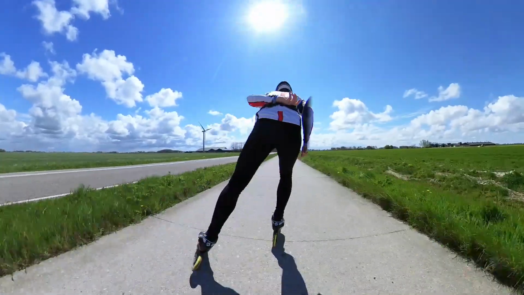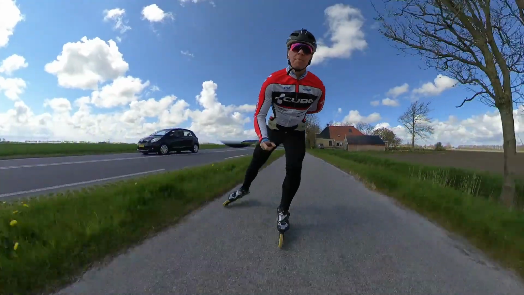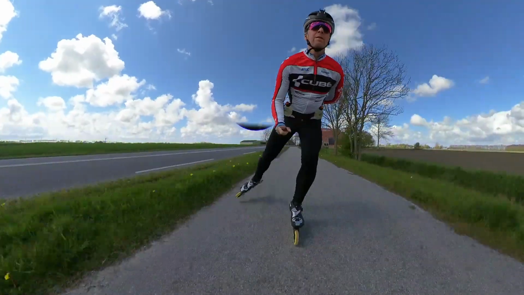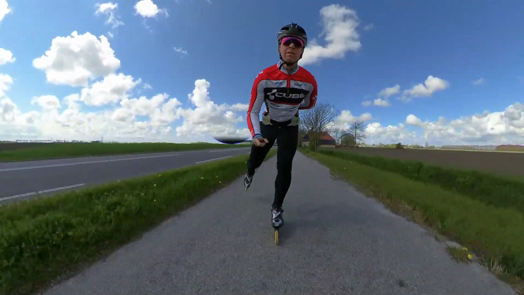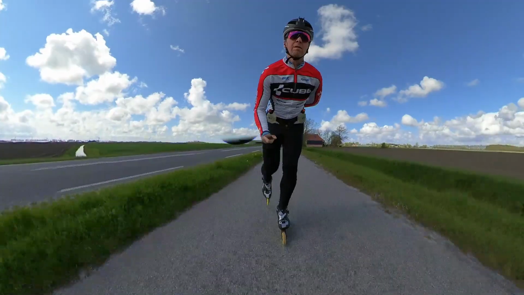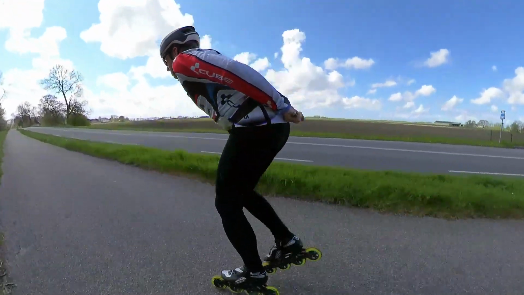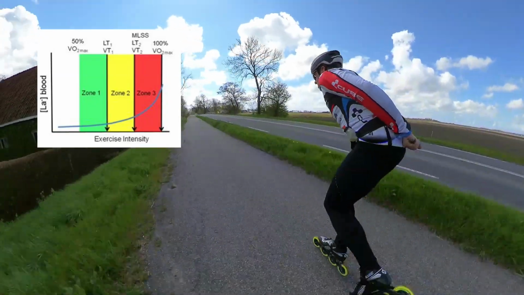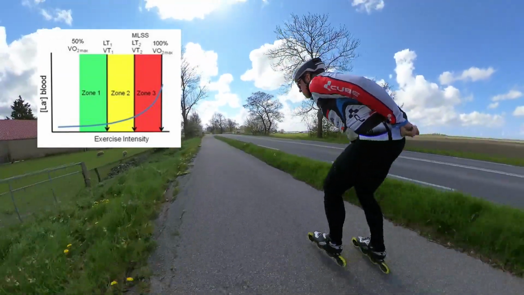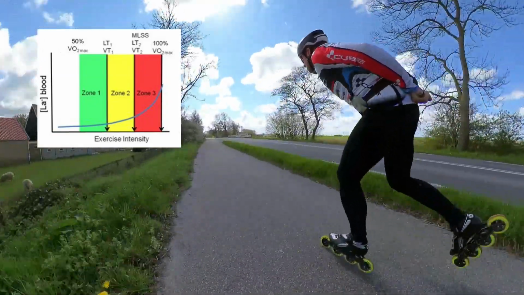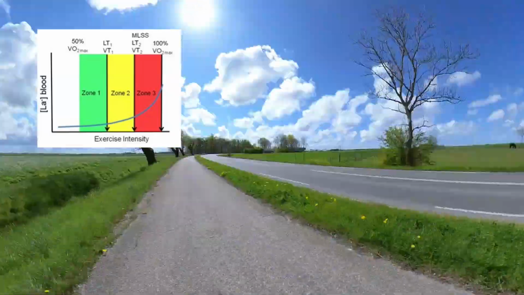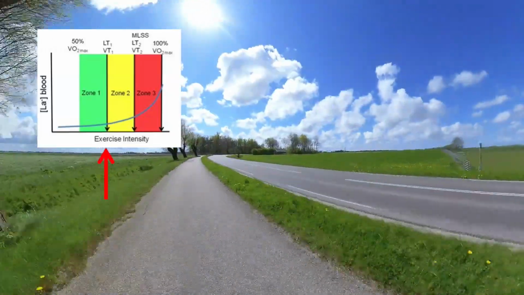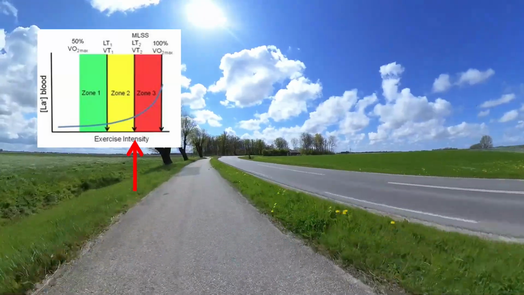Well, having this out of the way, let's go into more detail of endurance training. As mentioned in my previous video, 3 different heart rate zones can be determined according to the 3-zone model of Stephen Seiler. These 3 zones are divided by the aerobic threshold and anaerobic threshold.